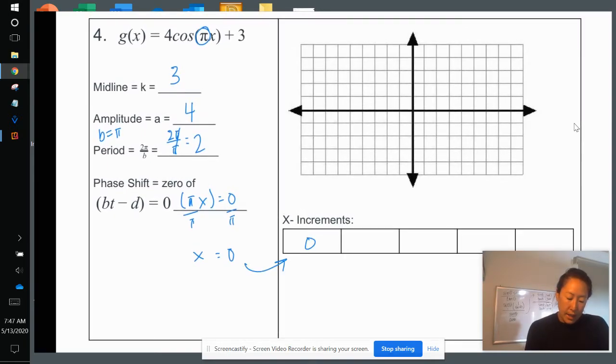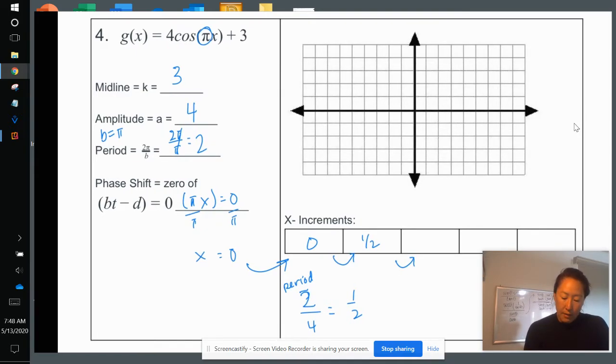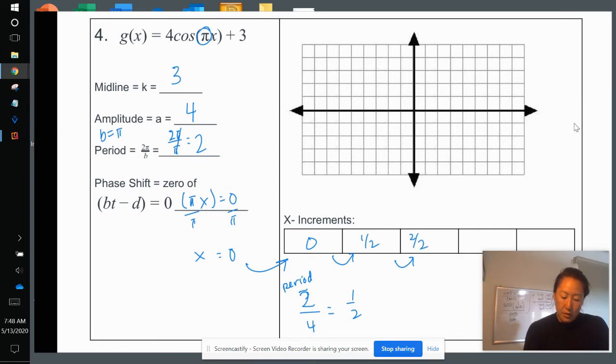And then I take the period, which is 2 this time. This is the period, and we split it into quarters. So 2 divided by 4 gives me 1/2. All right, so we're just going to count up by halves. So 1/2. We're going to add 1/2. That's 2 over 2, 3 over 2, 4 over 2. 2 over 2 reduces to 1, and 4 over 2 reduces to 2.